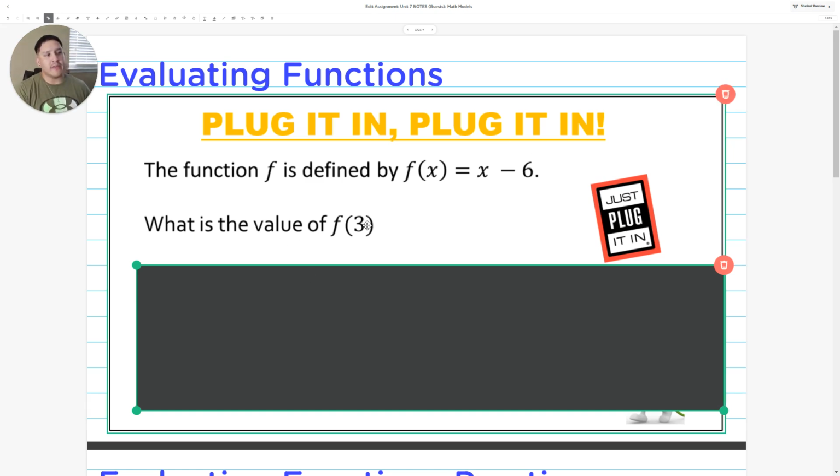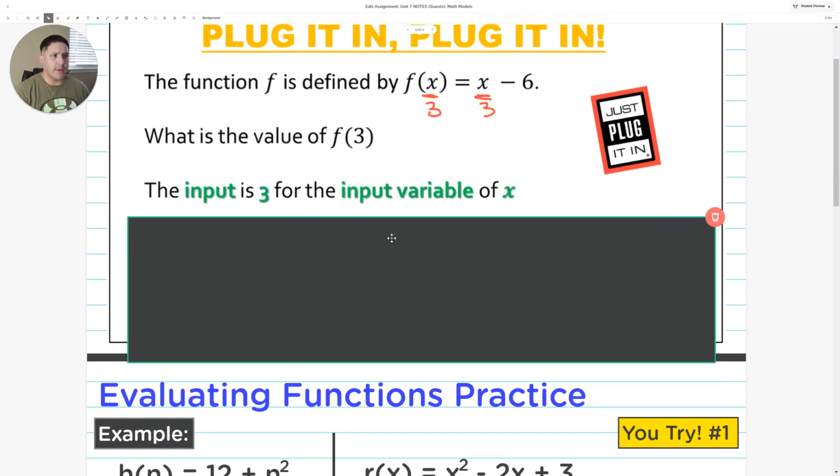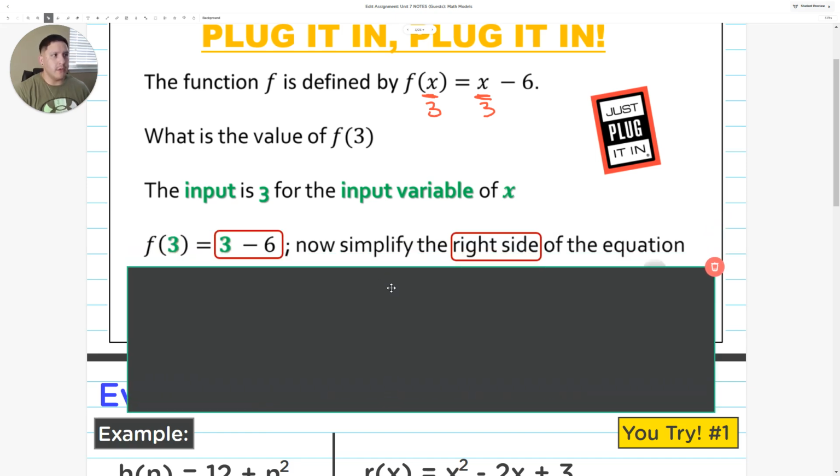So now it asks us to use 3 instead of x. So we're going to input 3 for every x that we see. So every x that you see here, let me choose a different color, is now going to get replaced with 3. So again, we have the following. The input is 3 for the input variable of x. So now it'll read f of 3 equals 3 minus 6.